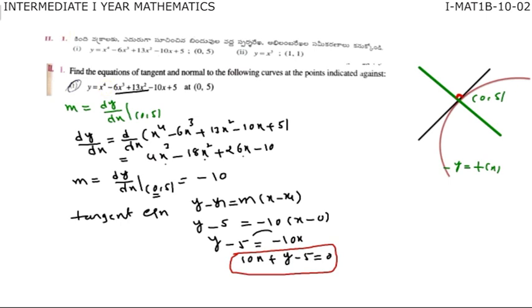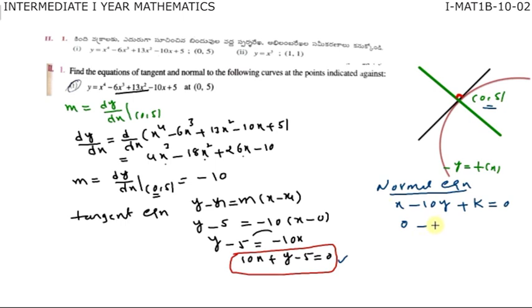Now next, the normal equation. To find the normal equation, I am writing a line perpendicular to this equation. So interchange the coefficients: x minus 10y plus k is equal to 0. This is the normal equation, but this equation is passing through 0, 5. Therefore, substitute 0, 5 in this equation. We get x is equal to 0.